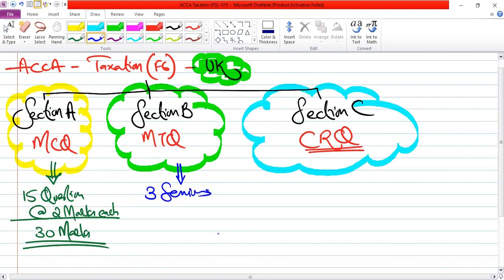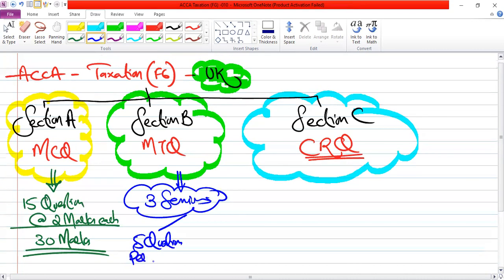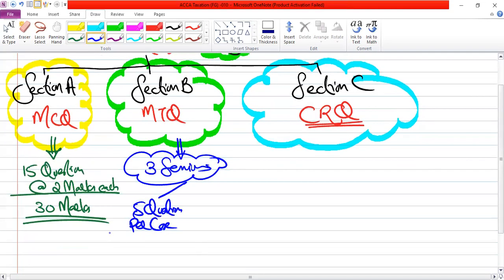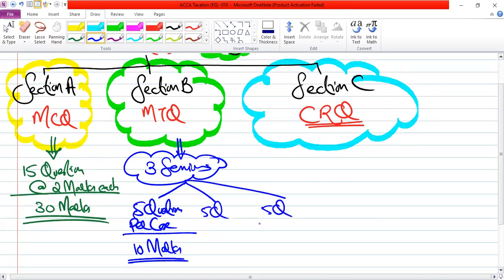In Section B, the examiner is going to give you 3 scenarios. For each scenario, he is going to ask 5 questions, so 5 questions per case study or per scenario. Each question is for 2 marks, again 10 marks per MTQ. You are going to have 3 MTQs, each will carry 5 questions, and altogether again 30 marks.